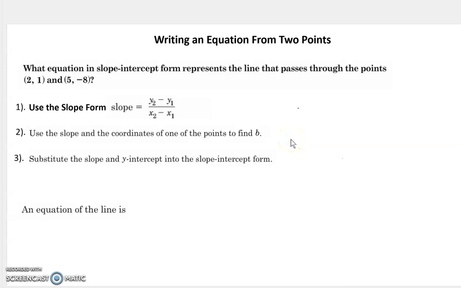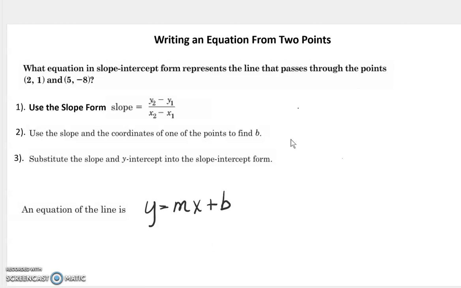All right, so you're going to be asked to write an equation from 2 points. They'll give you 2 ordered pairs, and they want you to write an equation of a line that passes through those points. It needs to be in the y equals mx plus b format.